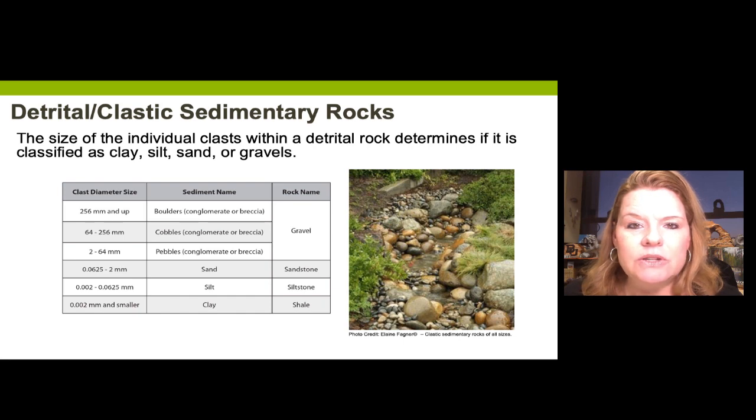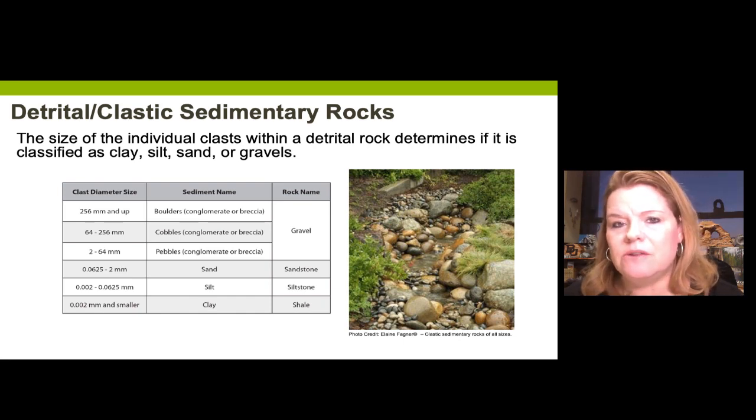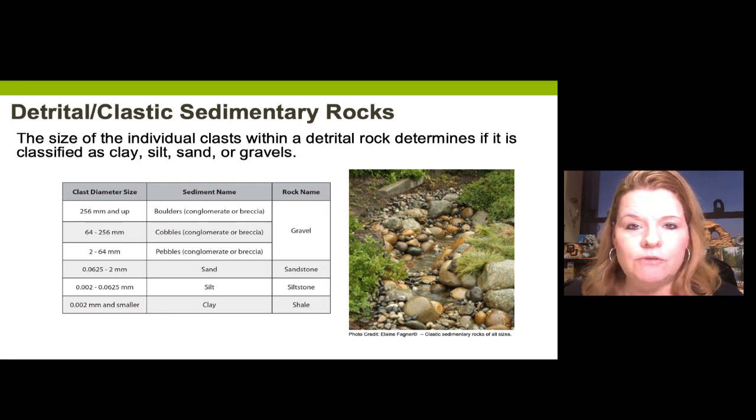So you've got to know rocks, be with rocks, touch a lot of rocks, see a lot of rocks before you get really good at differentiating between siltstone and shale, siltstone and sandstone.